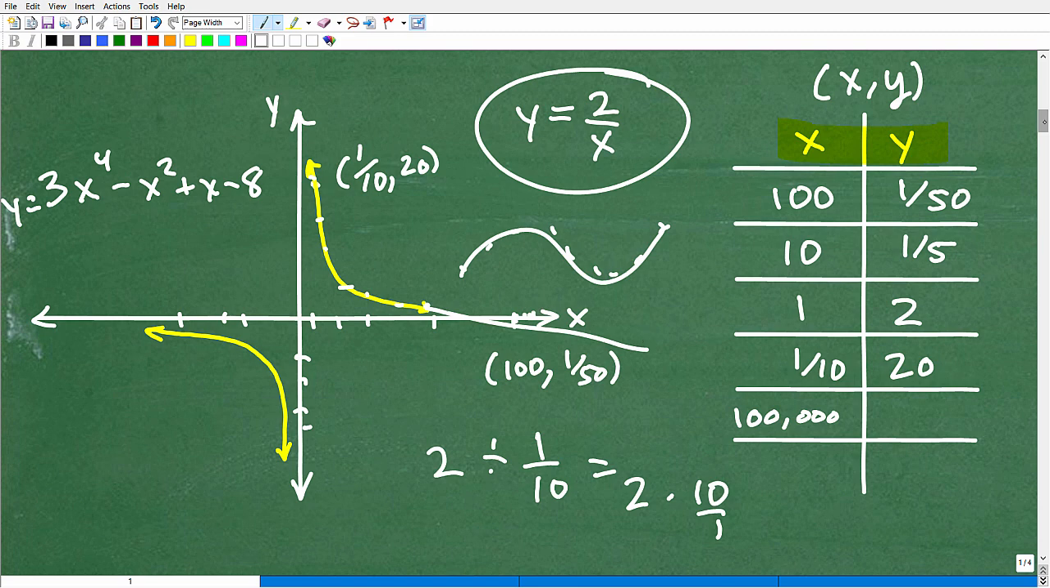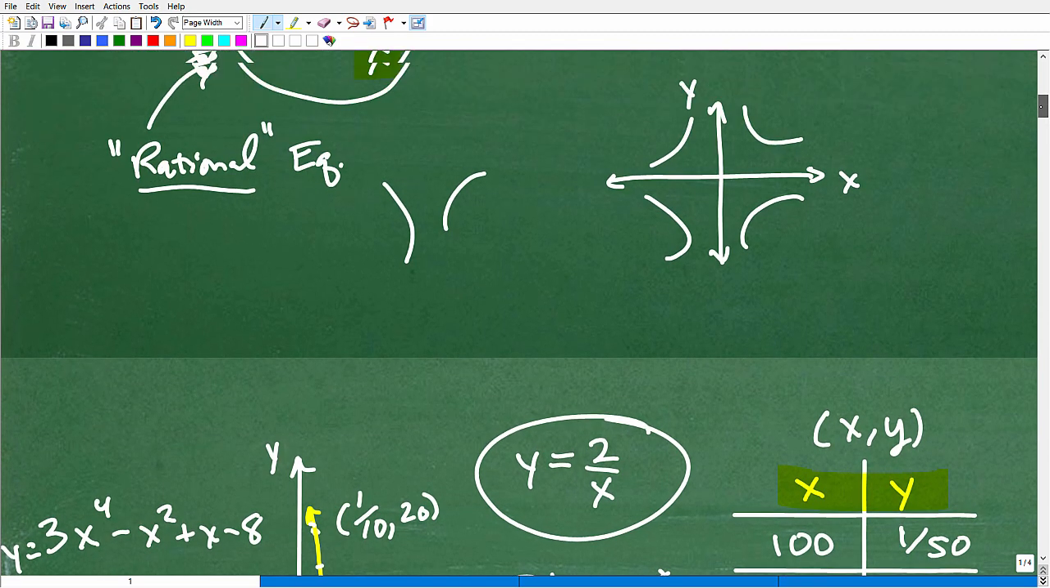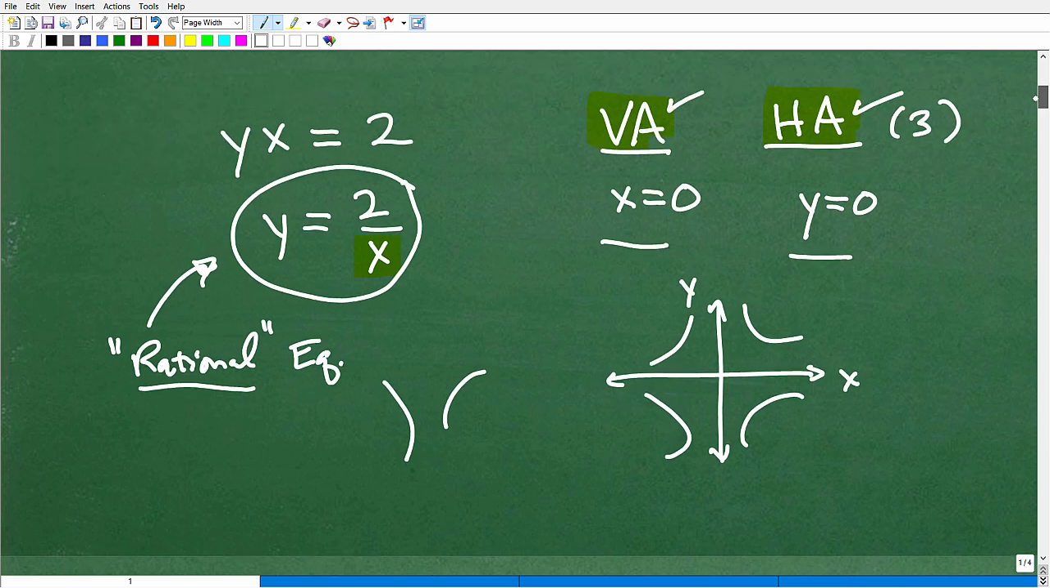All right. So again, a lot of different concepts that we introduced here to you. If you weren't familiar with the graphs of rational equations, you need to know how to find vertical asymptotes and horizontal asymptotes.